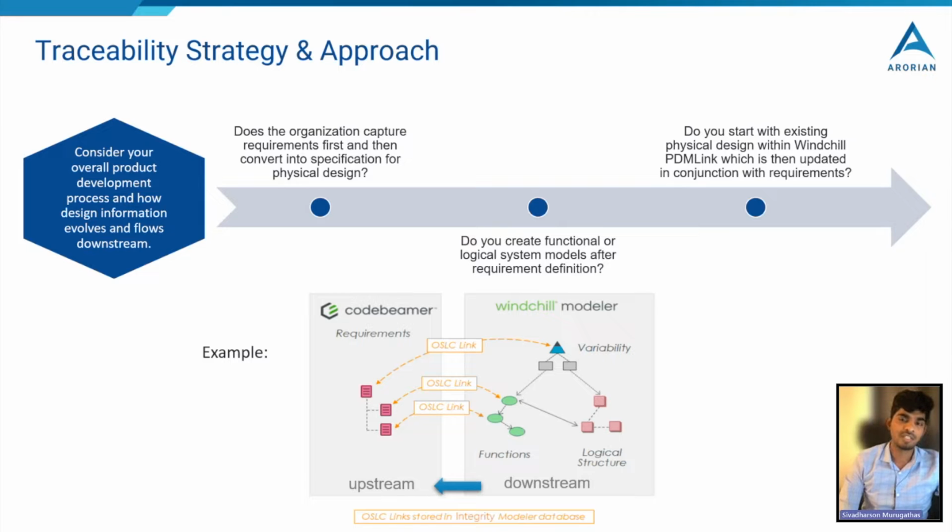Okay, so let us look at this example for a better understanding of the traceability approach. Let's say a company conducts their requirement definition first in Codebeamer, followed by system design in Windchill Modeler. In this situation, Modeler will be the OSLC client and the OSLC link will be stored in the Modeler database and point to the upstream Codebeamer requirements. When someone modifies the Codebeamer requirement, this will be notified back to the users in Windchill Modeler. Let's say some change has happened. This will happen through the suspecting functionality.